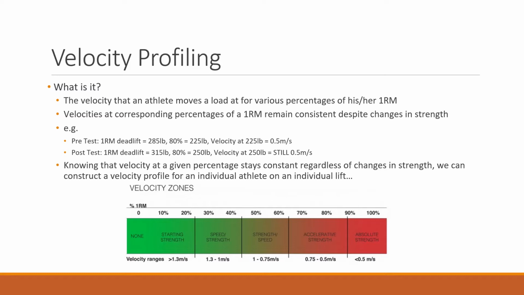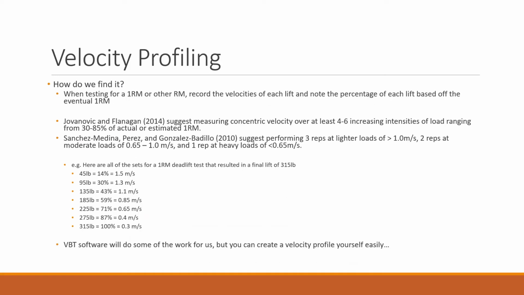Knowing that velocity at a given percentage stays constant, regardless of changes in strength, we can construct a velocity profile for an individual athlete on an individual lift. So how do we find it? How do we go about constructing the velocity profile?